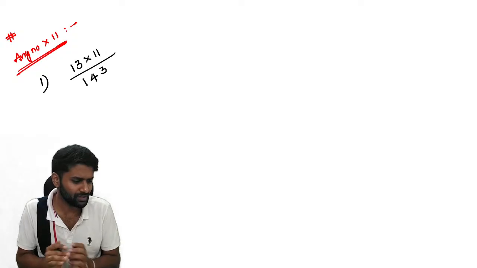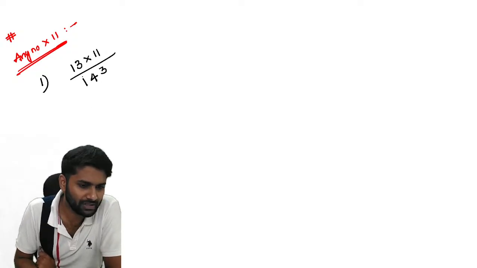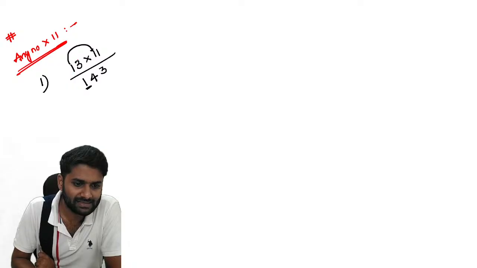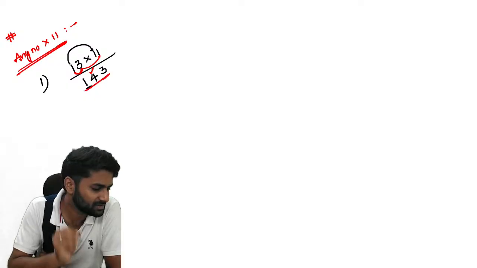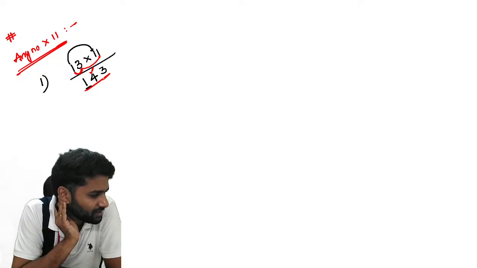But if you go through the observation, how will you get 143? First number is multiplied with the first number. 1 into 1, you will get 1. Next, you have to add these two numbers. 1 plus 3 is equal to 4. And finally, 3 is multiplied with the last number. 3 into 1 is equal to 3. So in that way, you will get 143.